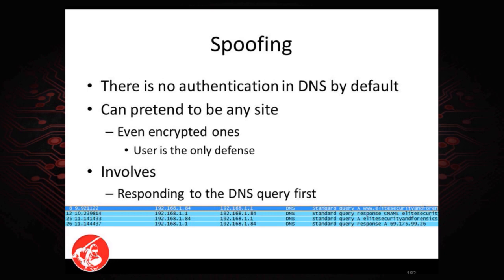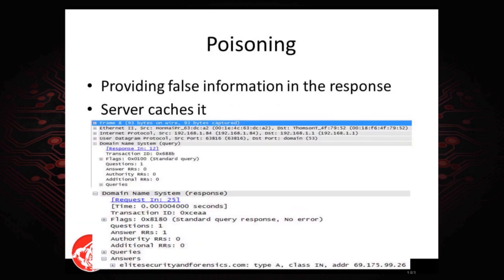So what we do here is we respond to the DNS query first. So in the example there, you see there's a query for EliteSecurityAndForensics.com, and there was a response. Well, as long as I beat the response for the actual query, I win, because DNS doesn't have any authentication by default. Now Server 2008 and beyond in the Windows world does have some authentication components, as does DNSSEC.